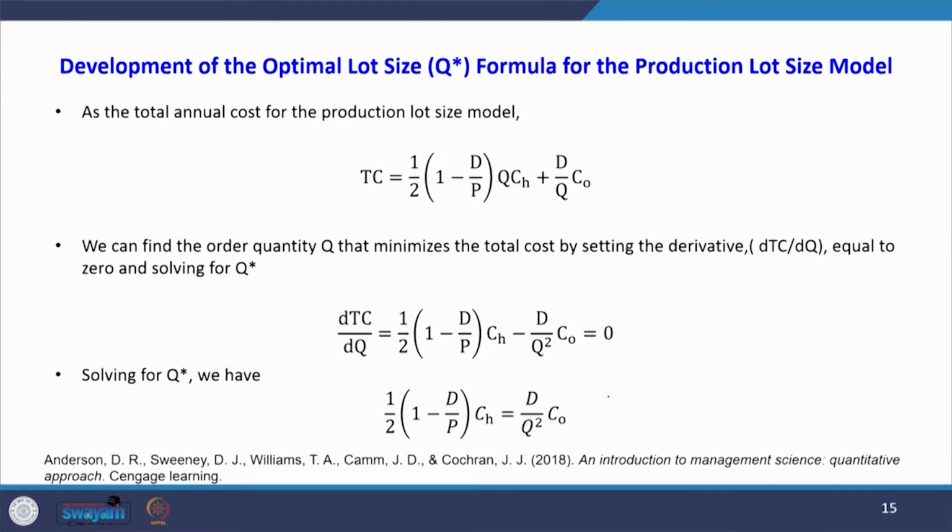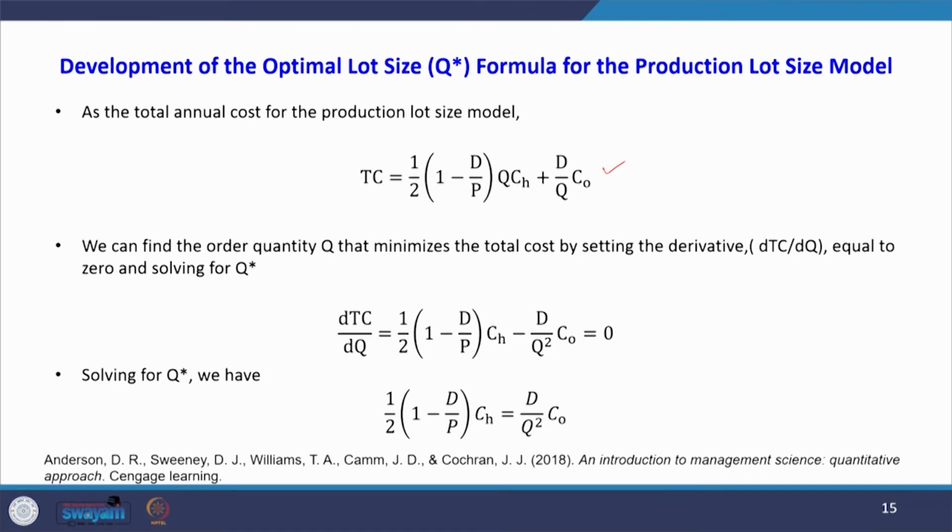So, development of the optimal lot size Q star formula for the production lot size model. We got the total cost expression 1 by 2 (1 minus D by P) Q Ch plus D by Q C naught. This we can solve by using a nonlinear method also, but we can derive it using the minimum principle. So, we can find the order quantity Q that minimizes the total cost by setting the derivatives. We differentiate this expression with respect to Q and equate it to 0, then we are going to get the value of Q.